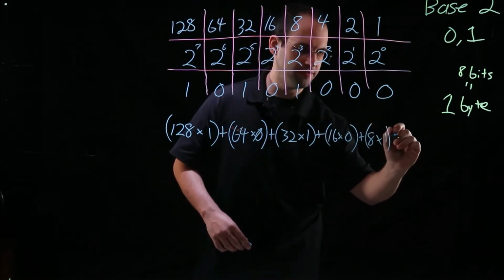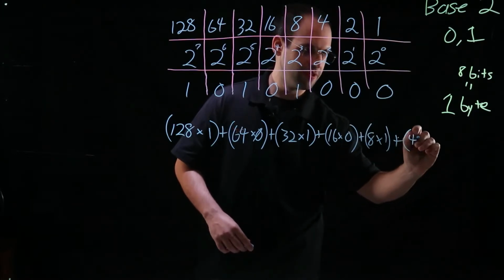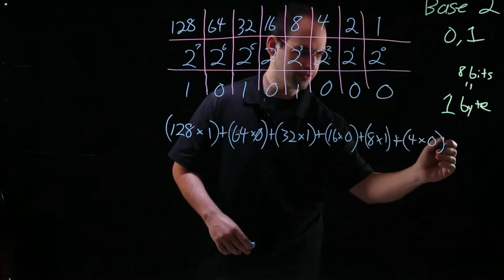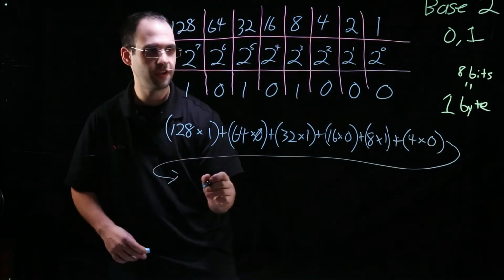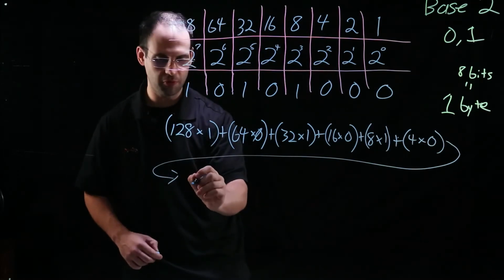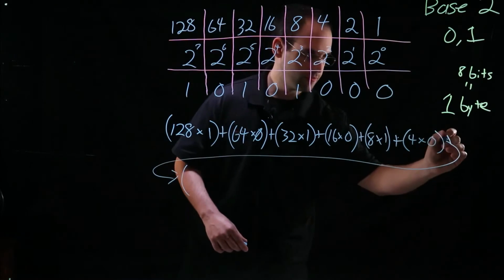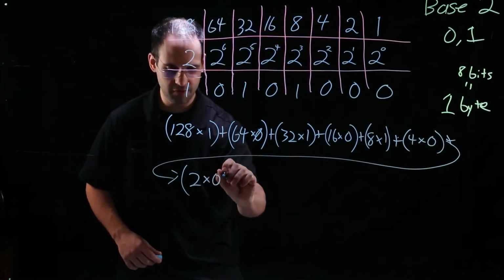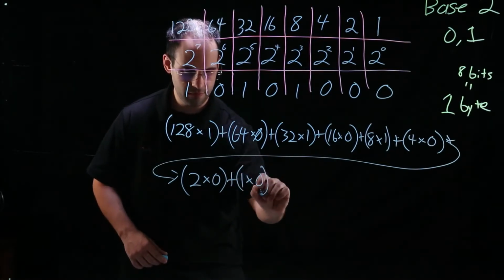Running out of space. 4 times 0. My bad, guys. I ran out of space. So we're going to wrap this down right around here. I'm going to cheat a little bit. And then we're going to say plus 2 times 0 plus 1 times 0.